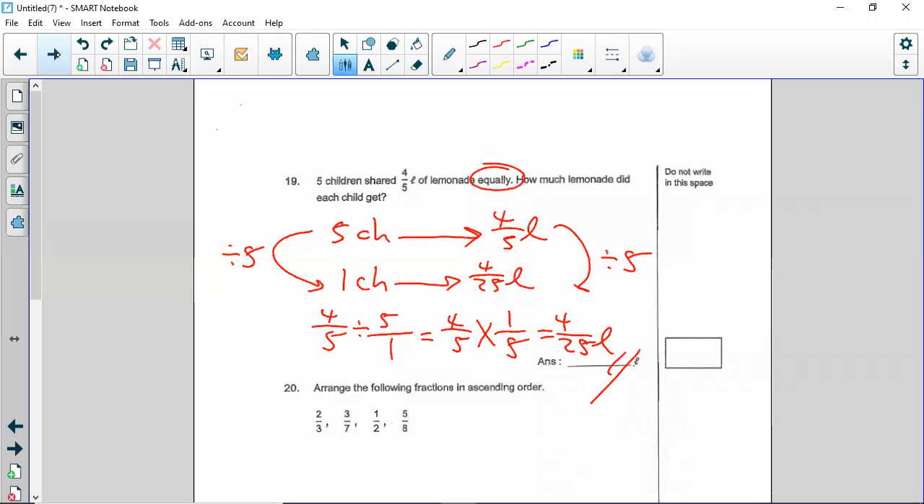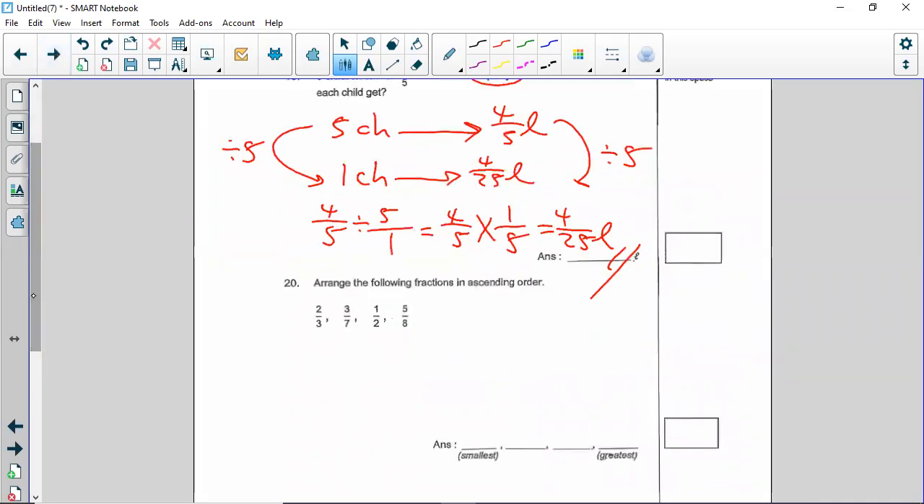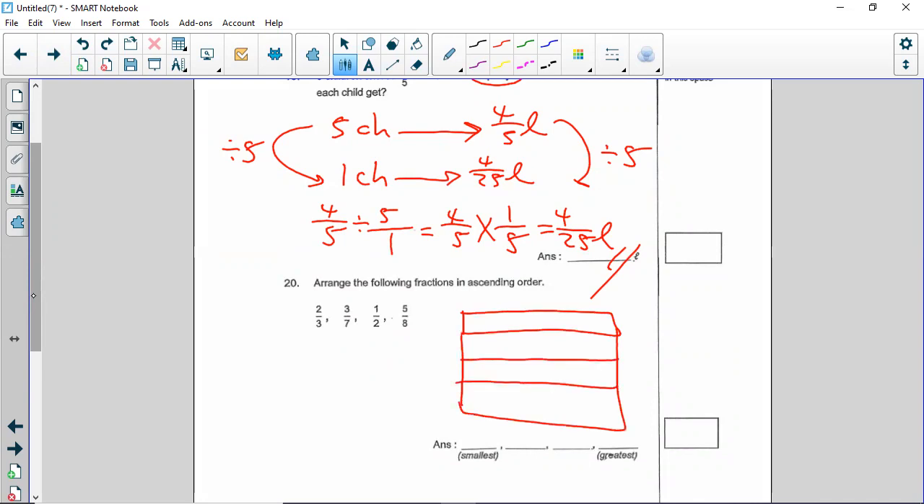All right, let's go to question 20. Now, question 20, the last thing you want to do, but if you have no choice, then you do this: draw model for all the fractions. But this will take a lot of time. Paper 1 is only 1 hour. So can we do it faster instead of drawing the model?